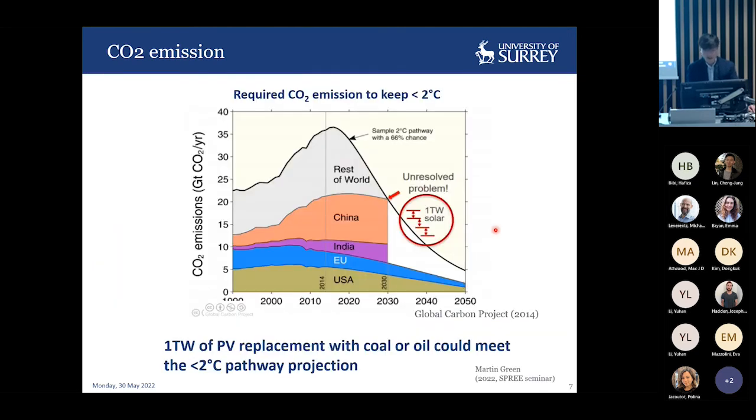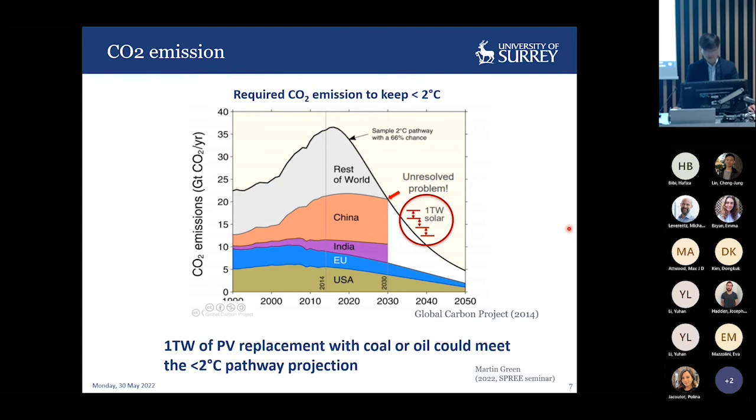So having such a terawatt level of capacity in PV has a huge impact on CO2 emission and global warming. This is a graph from the Global Carbon Project reported in 2014, showing the CO2 emissions that we need to reduce in order to keep global warming below 2 degrees Celsius. If we can reduce around 4 or 5 gigatons of CO2 every year by having terawatt level PV, we can obviously have a huge impact on global warming as well.